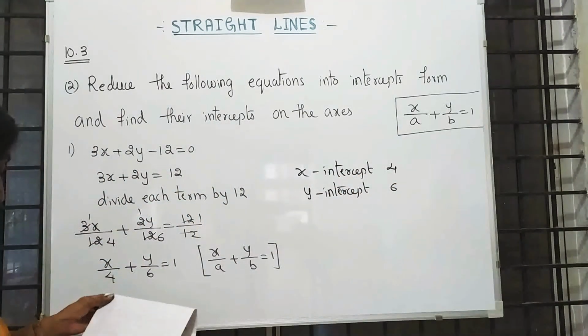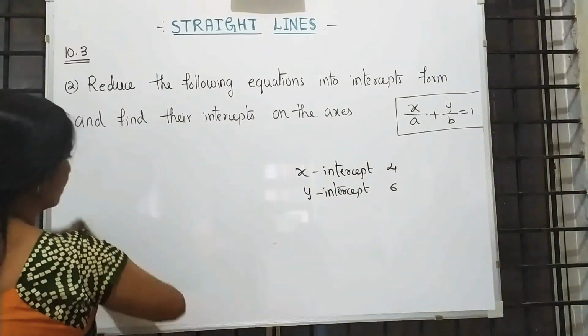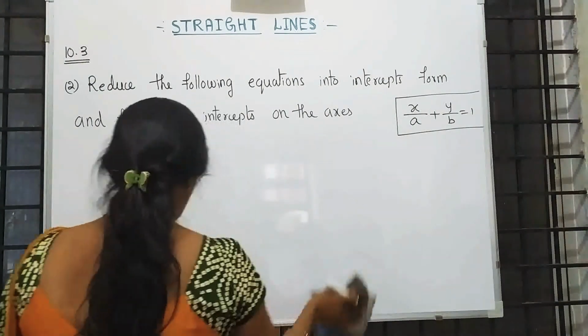Moving to the next question, that is question number 2. 4x minus 3y is equal to 6. See, instead of 6 we want 1. To get 1, divide each term by 6. That is 4x upon 6 minus 3y upon 6 is equal to 6 upon 6.